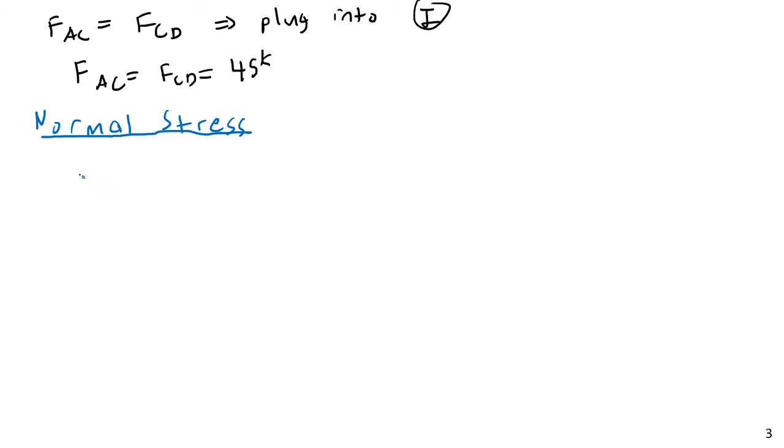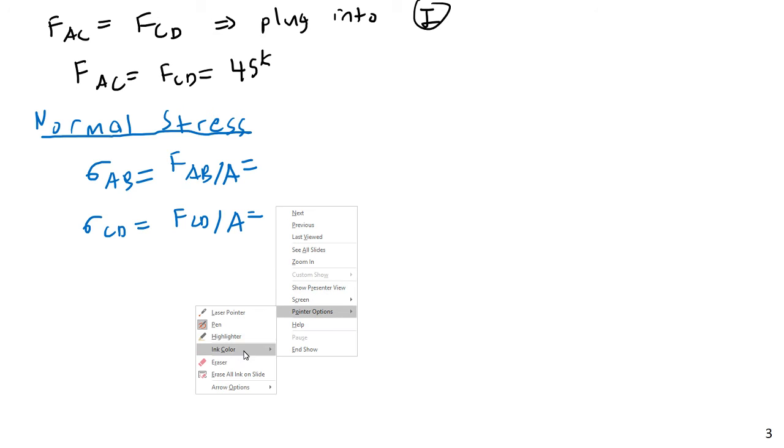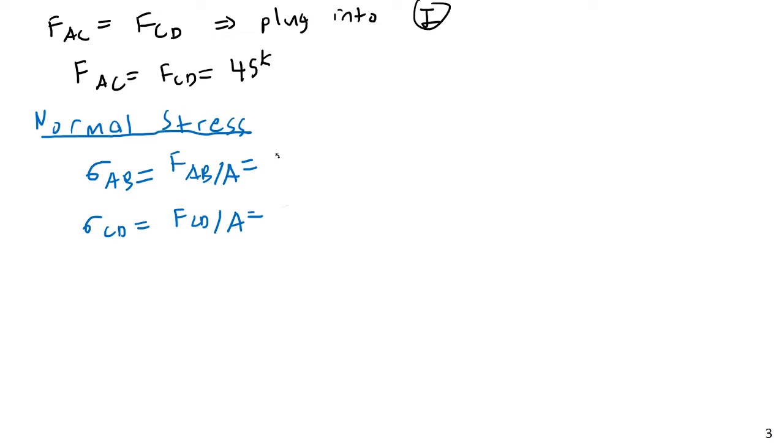So for normal stress, let's find the normal stress. First, sigma AB is going to just be equal to FAB over A, and then sigma BCD is equal to FCD over A, which is then equal to, let's say, 45 kips over 12.56 inches squared.